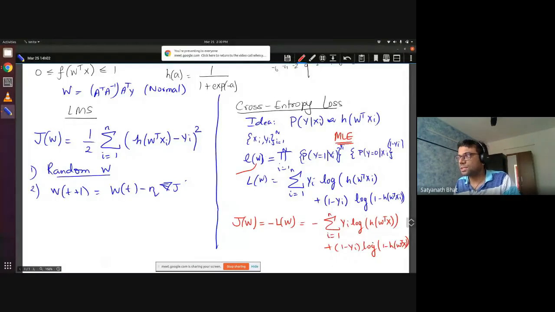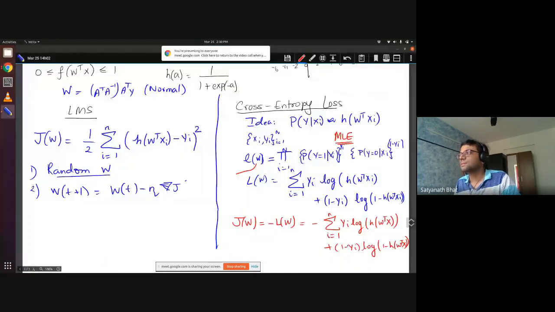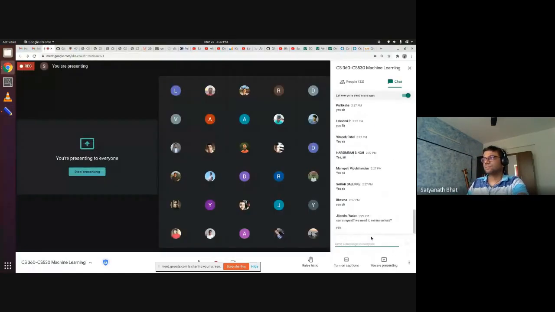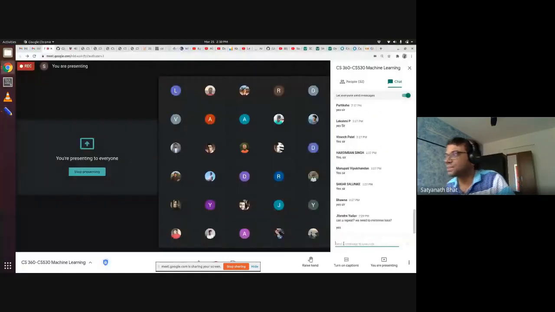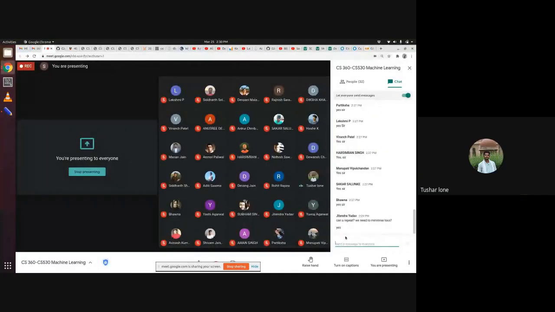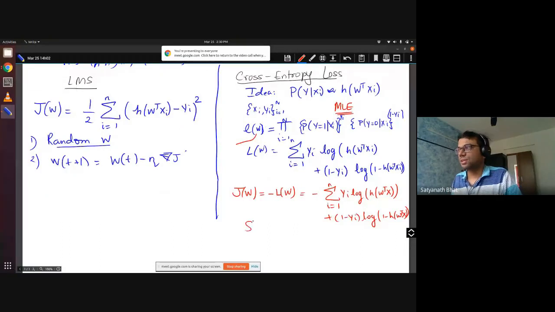So how do we solve this? If the negative log likelihood is the cost, how do I minimize this? Which algorithm do you use to minimize? Sir, again, we can use steepest descent. Yes, we will use steepest descent. That's all.